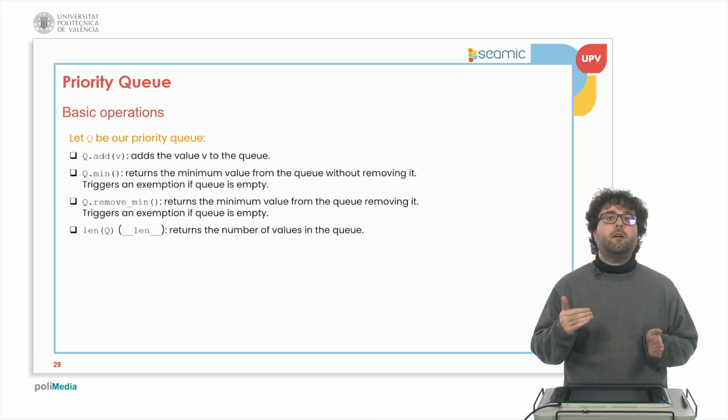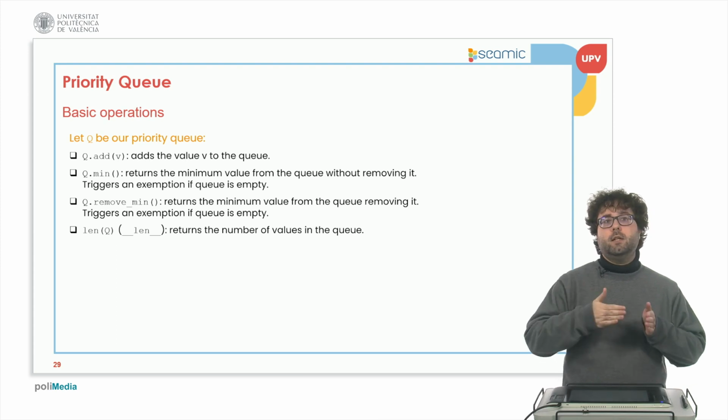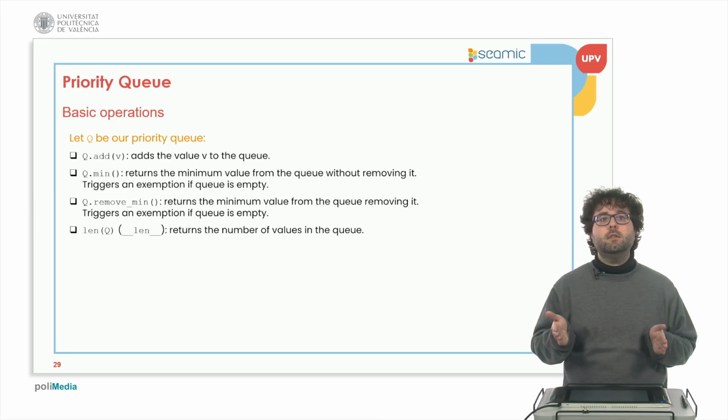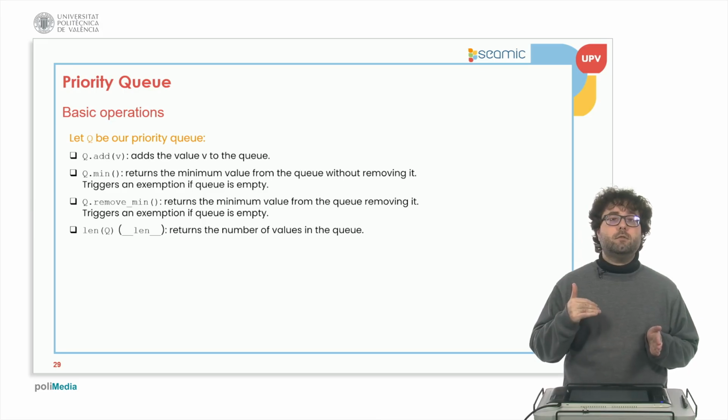And of course, it will trigger an exception in case there's no element in the queue. And finally, we'll have a function for computing the length of the queue, that is, how many elements there are in the queue. That function will re-implement the standard length function in Python classes.